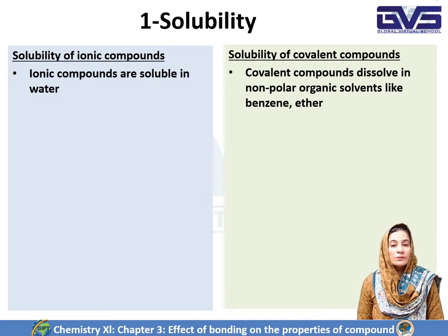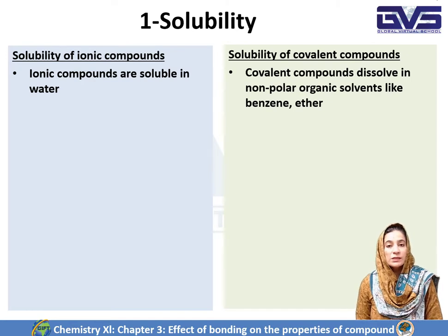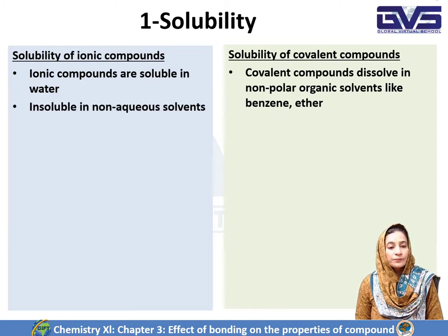Non-polar organic solvents, for example, benzene is a liquid that is a non-polar organic solvent. Ether is also a liquid and non-polar organic solvent. So most covalent compounds are soluble in non-polar organic solvents, and most of the ionic compounds are soluble in water. And ionic compounds are usually insoluble in non-aqueous solvents.